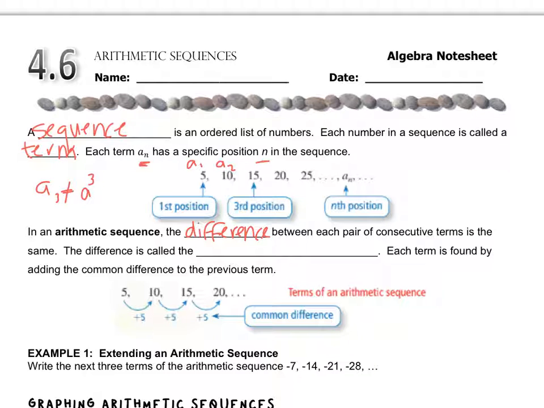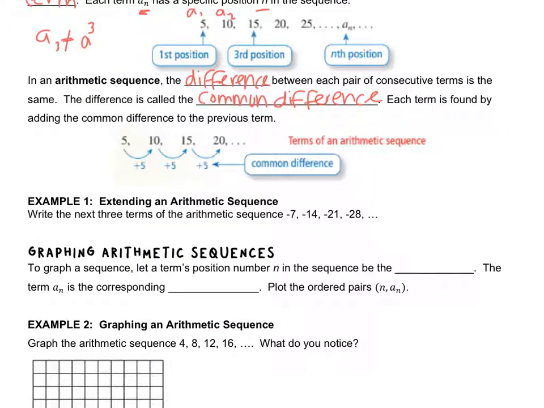The difference has an official name. It's called the common difference. And then each term is found by taking that common difference and just kind of going with the pattern. So in example 1, they just want us to come up with the next few terms. So we have to figure out what that common difference is, and then just keep going with it. If you look at the list, you see that it's going down by 7 every time. So the next 3 numbers would be negative 35, negative 42, and negative 49, because it's going down by 7 every time.